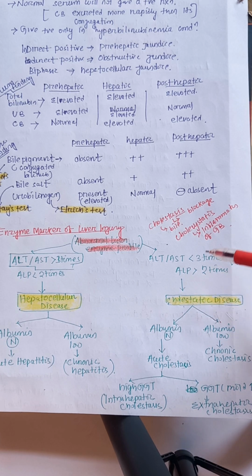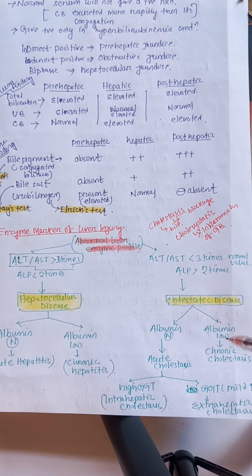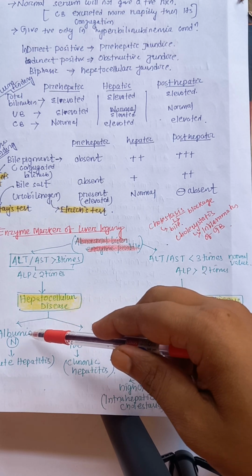Okay, whereas ALT and AST are present in the hepatocyte cells, and the major production cell is the hepatocyte. So if there is elevation in ALT and AST, that causes hepatocellular injury, and if there is an increase in ALP, that causes cholestatic disease. Okay, and here we will divide into two types.